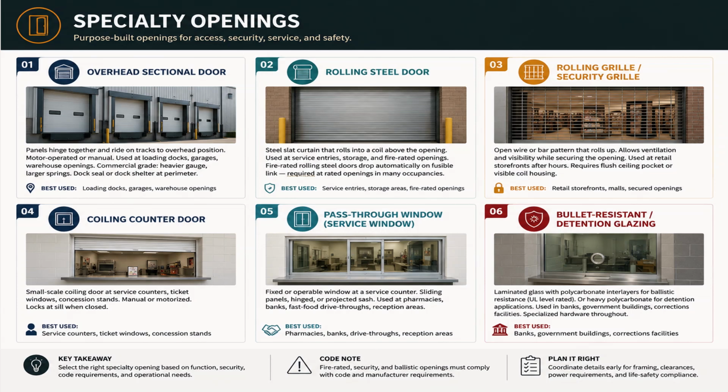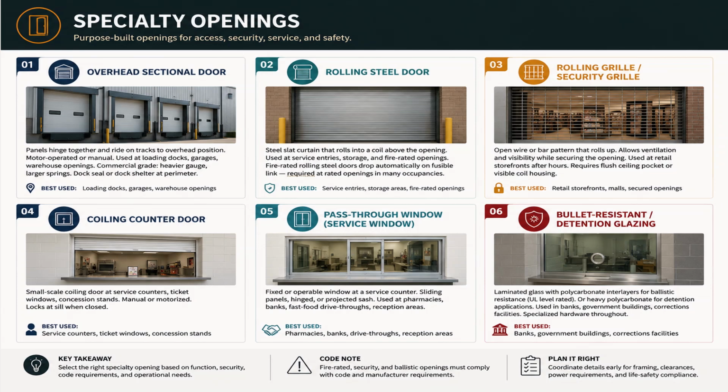A rolling steel door is a steel slat curtain that rolls up into a coil above the opening, used at service entries, storage, and fire-rated openings. A key feature: fire-rated rolling steel doors drop automatically on a fusible link, required at rated openings in many occupancies. Best used: service entries, storage areas, fire-rated openings.